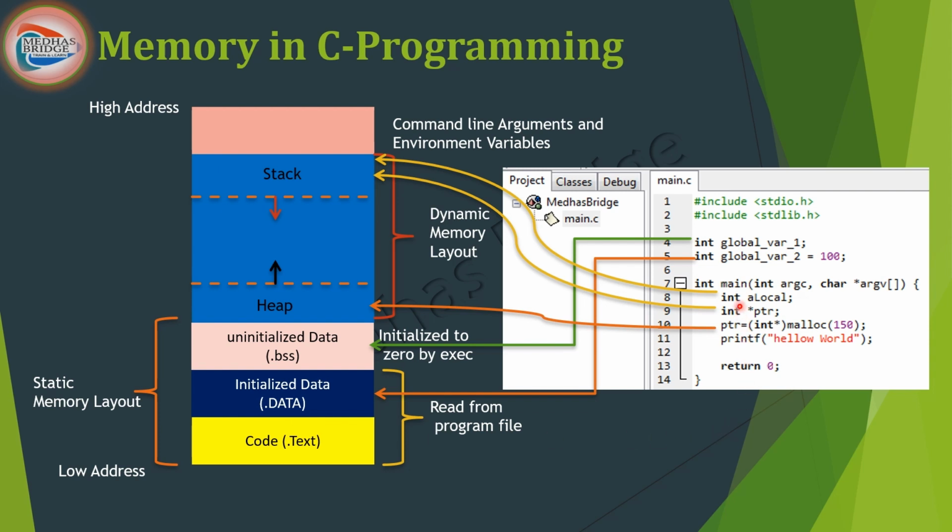Let's come into the main program. Within main, I have two local variables. One variable is named local, and another one is a pointer variable. These two variables use stack memory.